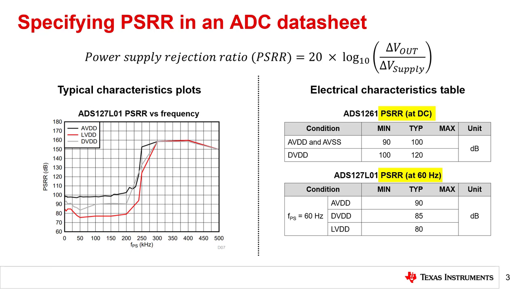Importantly, the tables on the right show that PSRR can be measured in two different ways, PSRR DC and PSRR AC. The PSRR measurement method used in an ADC datasheet depends on the types of signals the ADC will measure. These two specifications are discussed in more detail on the next few slides.